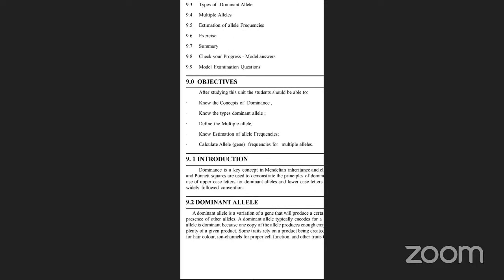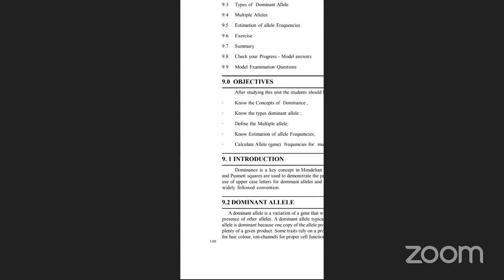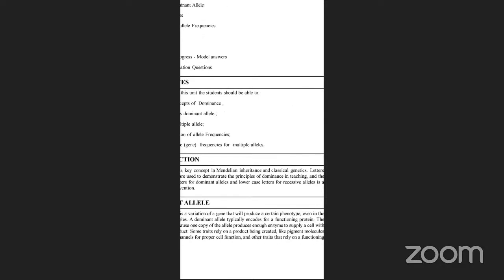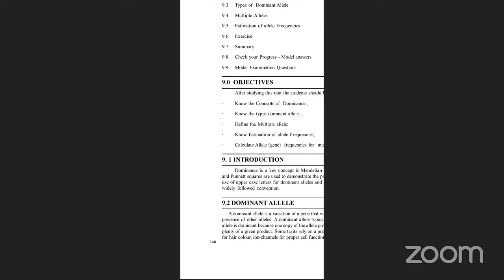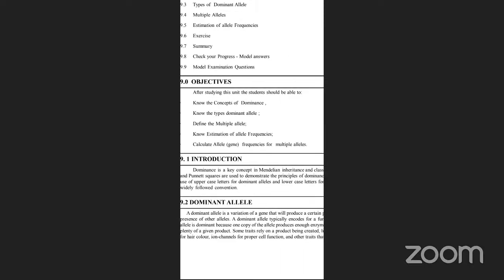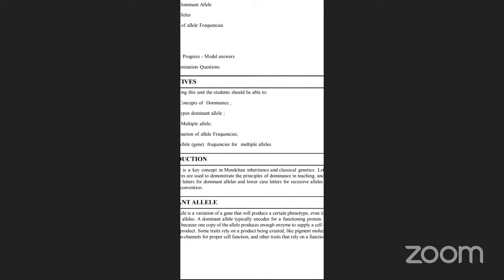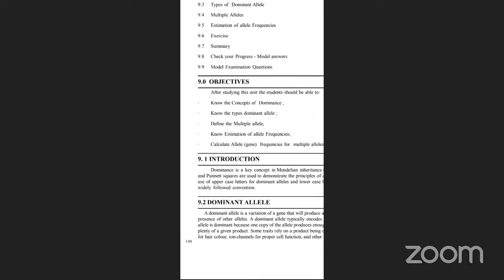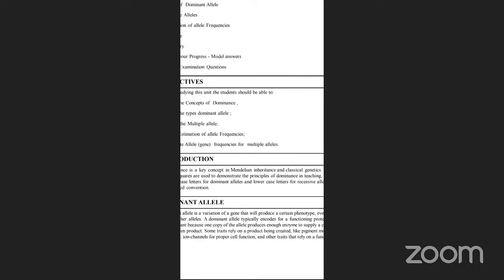A dominant allele is a variation of a gene that will produce a certain phenotype. Even in the presence of other alleles, a dominant allele typically encodes for a functioning protein. The allele is dominant because one copy of the allele produces enough enzyme to supply a cell with plenty of a given product. Some rely on a product being created, like pigment molecules.